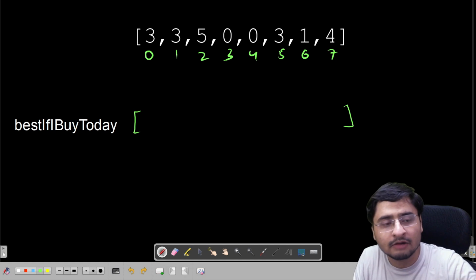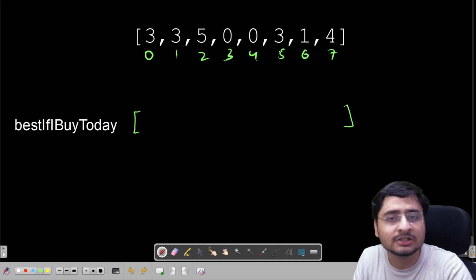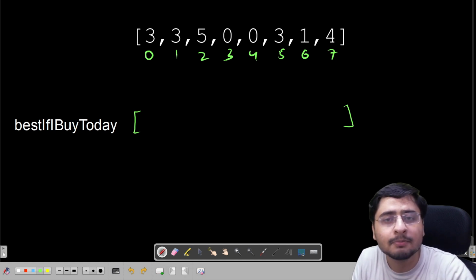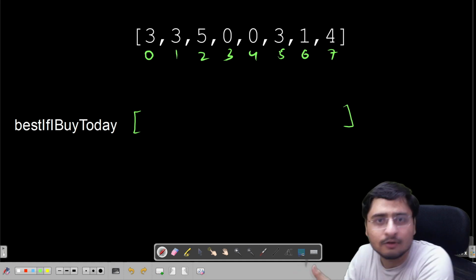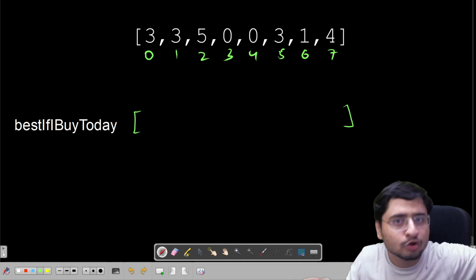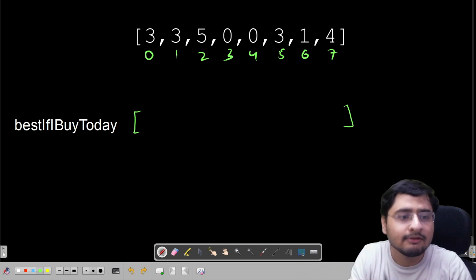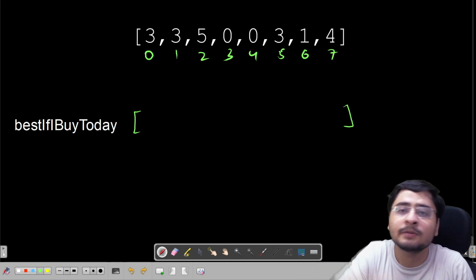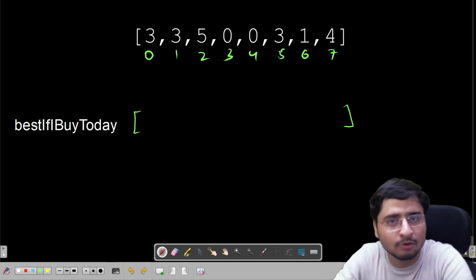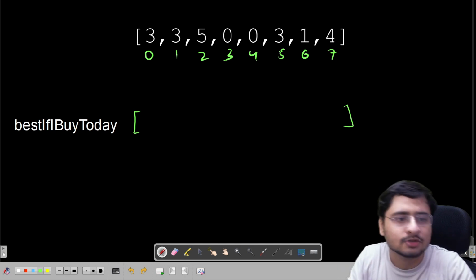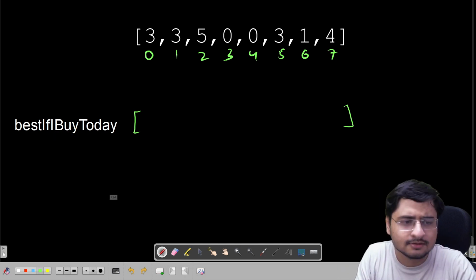I hope you understood why we were traveling left to right in the previous case. There we wanted to know the best if we sell on that particular day, so we kept track of buy. Here, if you want to buy on that particular day, we want to keep track of sell, because we want to give the best profit, be it buy or sell. So let's get right into it.